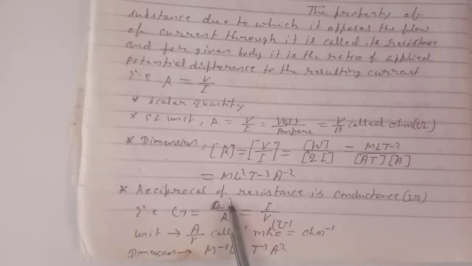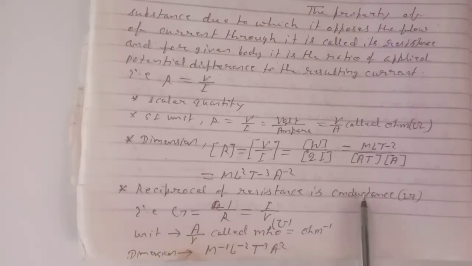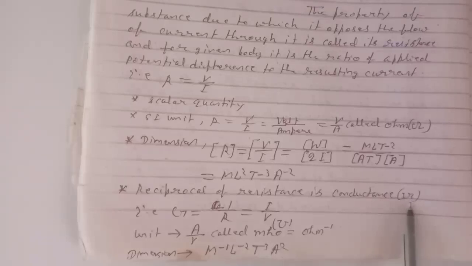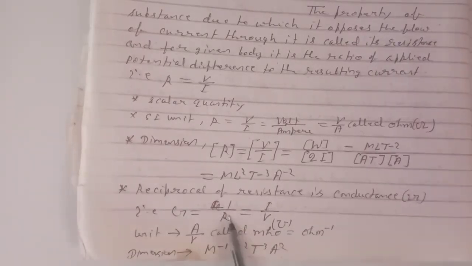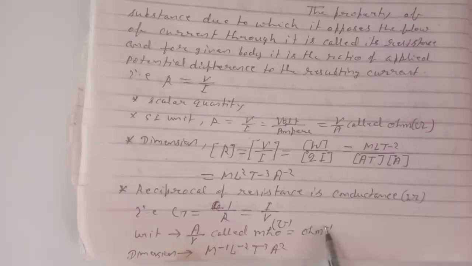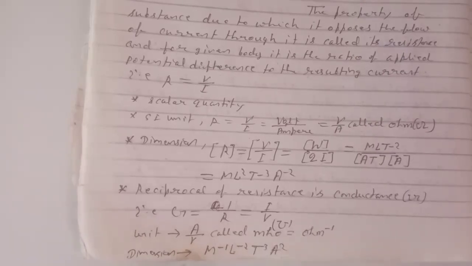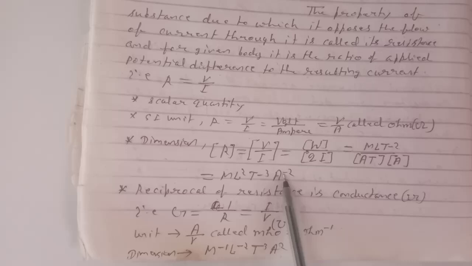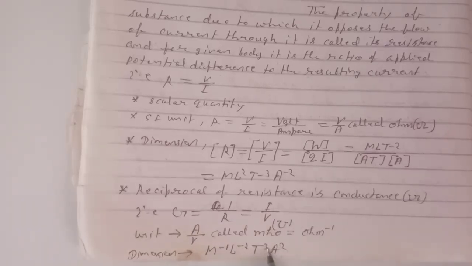Next point is that the reciprocal of resistance is conductance, represented by G. That is G equals 1 by R, or equals I by V. That is, current by voltage difference is called conductance, and its unit will be ampere by volt, called mho, or inverse of ohm, or ohm to the power minus 1. The dimension will be M to the power minus 1 L to the power minus 2 T cubed A squared, that is, the reverse dimension of this: minus becomes plus and plus becomes minus.